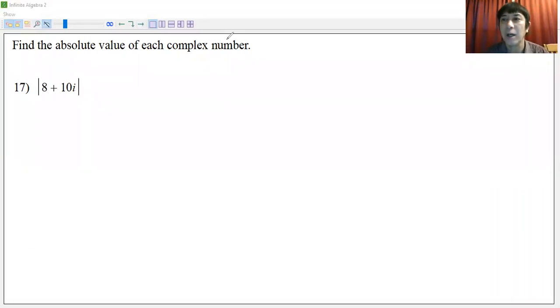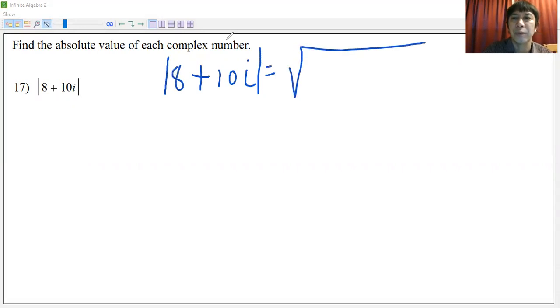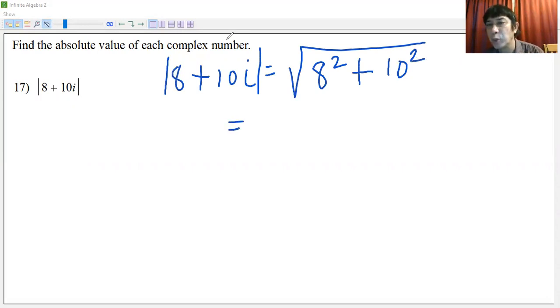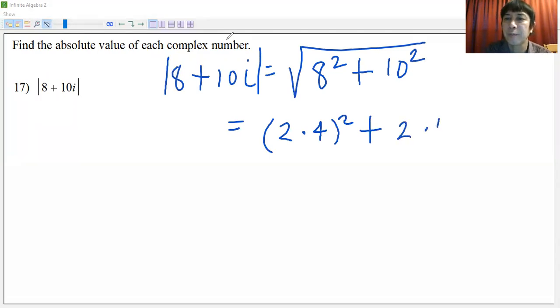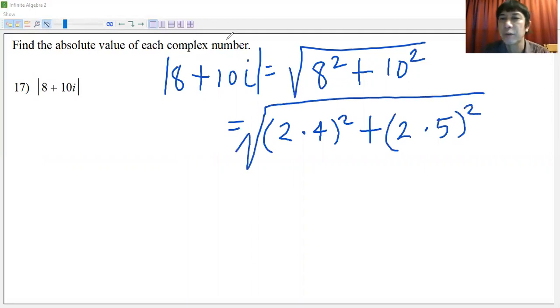8 plus 10i. So this is 8 plus 10i, and this will be the square root of 8 squared plus 10 squared. What should be a common number between 8 and 10? Common number is 2. So we can produce 2 times 4 for our 8, and 10 has 2 times 5. And that will be squared there, under the square root sign.